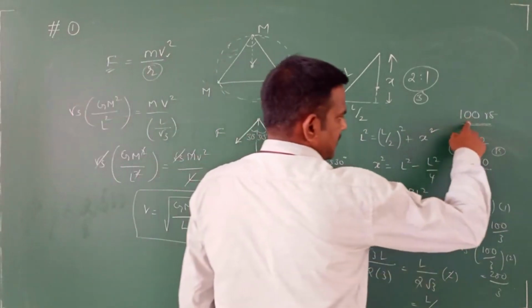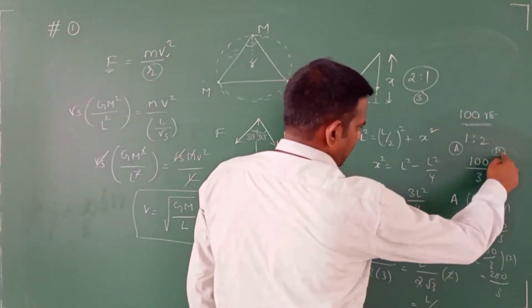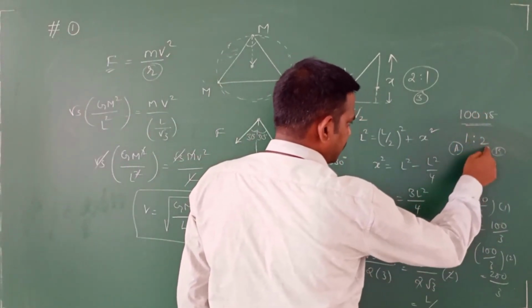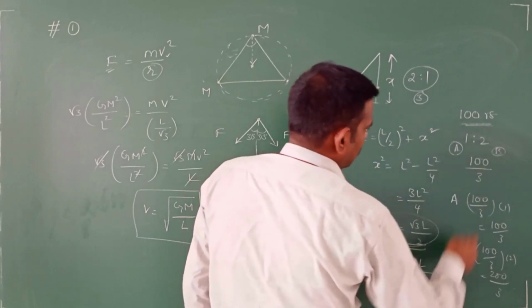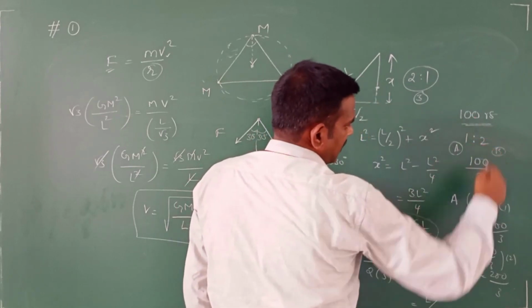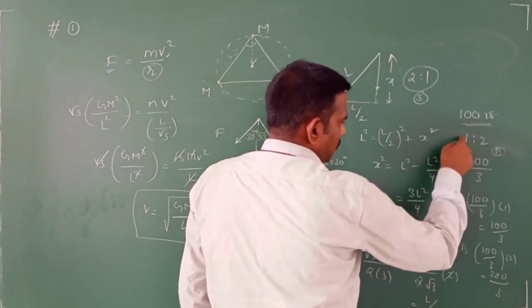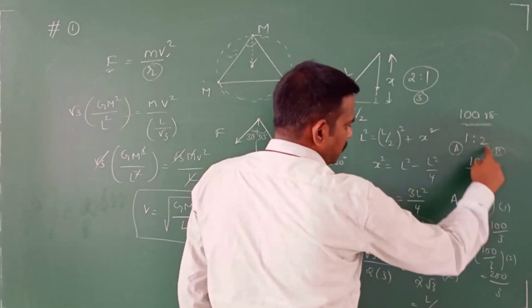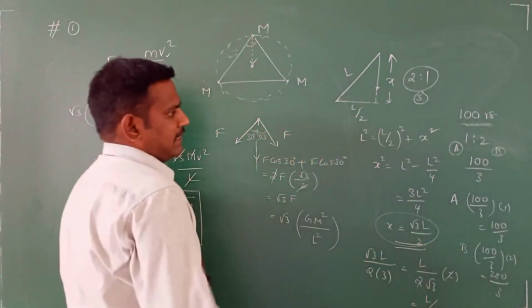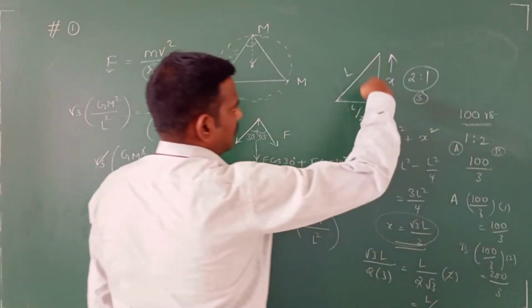So if 100 rupees has to be split between person A and person B in the ratio of 1:2, then we will proceed like this. We will divide 100 rupees by 3, and 100 by 3 into 1 for one person, 100 by 3 into 2 for the other person. Like this we will split. The same logic I have applied here.